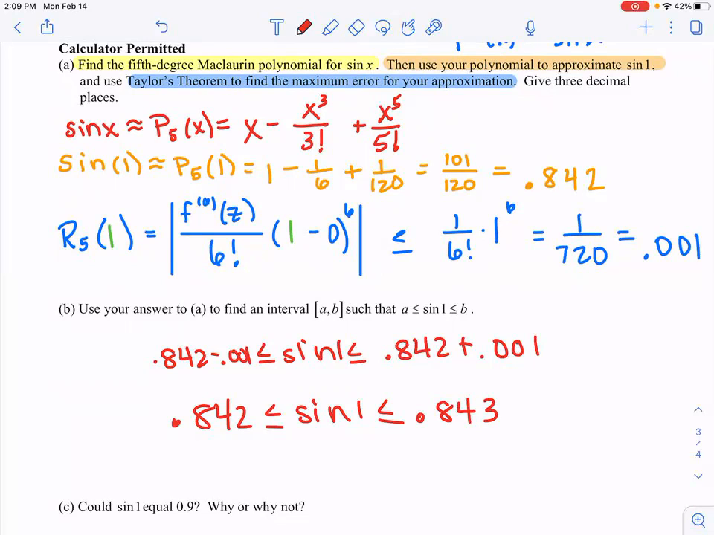Why is it not just understanding the error, like how would it be closer? So this is the max error. So the error could be smaller, but the error is not going to be any bigger than this. So that's why we have this range. Sine of 1 could be between 0.842 and 0.843. That should be a 1. But I'm basically giving you a 2 thousandths window that sine of 1 could be in.